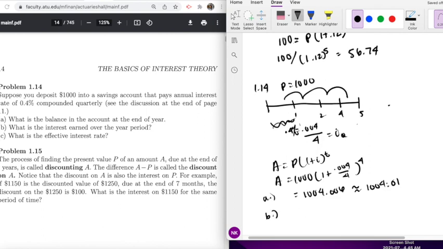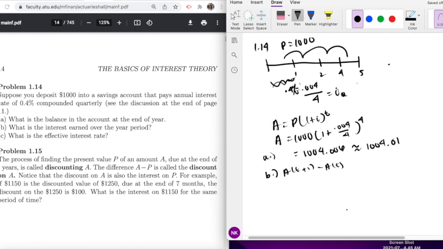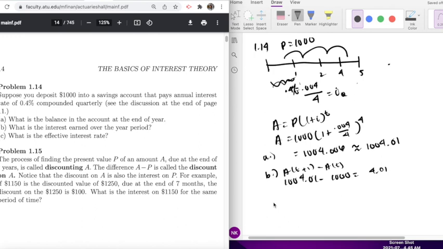Part B, what is the interest earned over the year period? The interest is our later amount minus our initial amount. So in our case, it's going to be 1004.01 minus 1,000. So that's equal to $4.01.